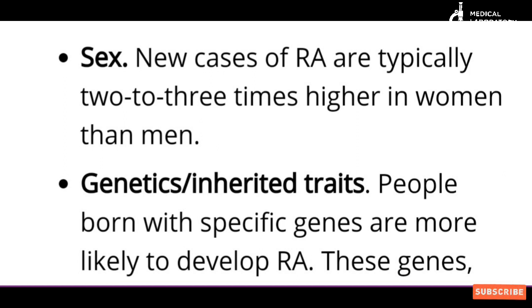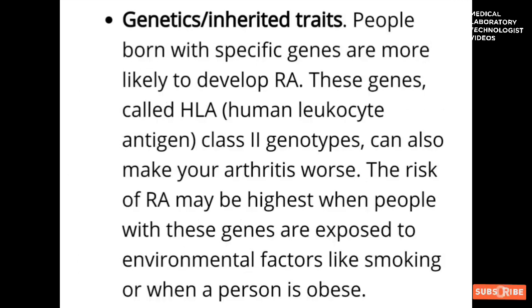Next is genetic or inherited traits, meaning if people get some genes, there is more chance of developing rheumatoid arthritis. People born with specific genes are more likely to develop rheumatoid arthritis. What are these genes called? These genes are called human leukocyte antigen class 2 genotypes, that can make arthritis worse.